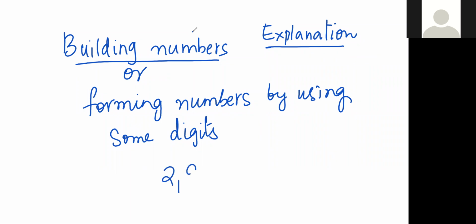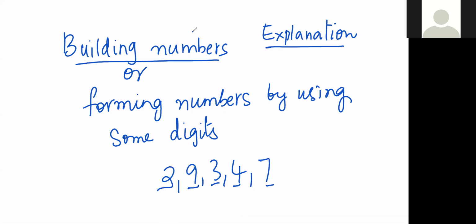Let me take some digits here. 2, 9, 3, 4, 7 I have taken. 5 digits I have taken. See, separately I have taken here 5 digits. This is not a number. I have taken digit 2, I have taken digit 9, 3, 4 and 7.